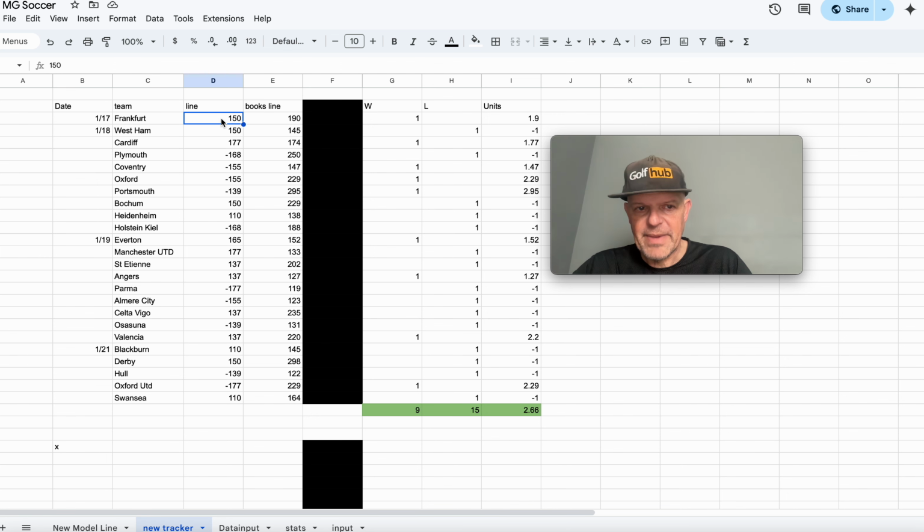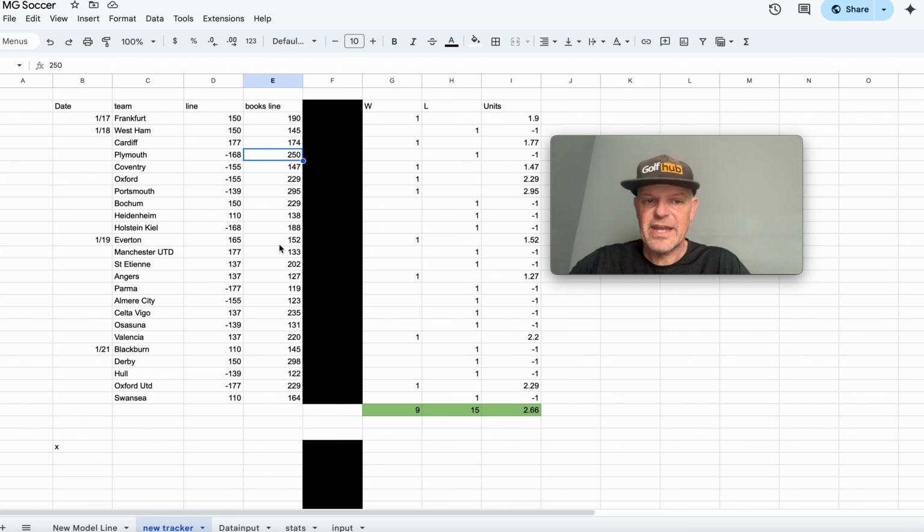So we have a match like this. My line's plus 150, the book's line is plus 190, or we have it where it's classic value, meaning my line is minus 168 here, and the book's line is plus 250. So no need to calculate that. We have more than a significant amount of margin for that to be a quote play.